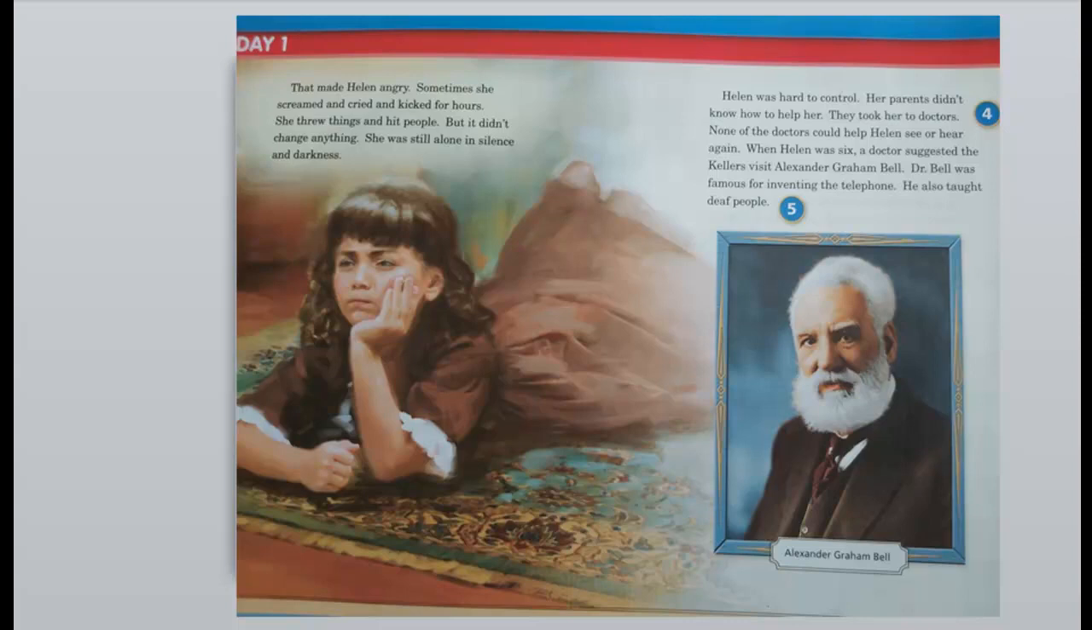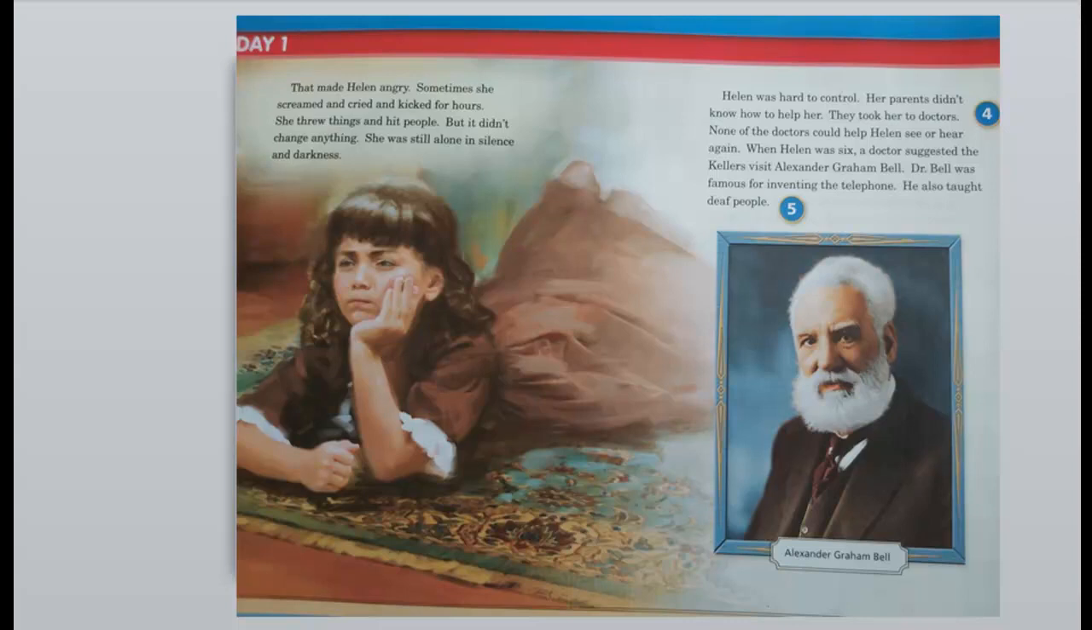Her parents hadn't had any kind of idea of how to help a girl that didn't hear humans talking before, and she didn't know how to talk. And she just knew the world by touch and taste and smell, okay? They took her to doctors. None of the doctors could help Helen see or hear anything. When Helen was 6, a doctor suggested the Kellers visit Alexander Graham Bell.